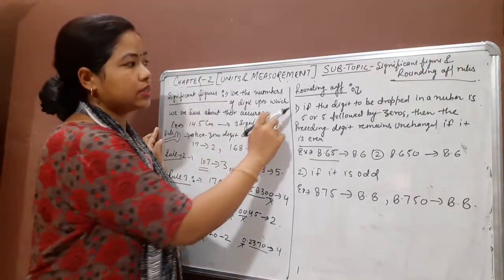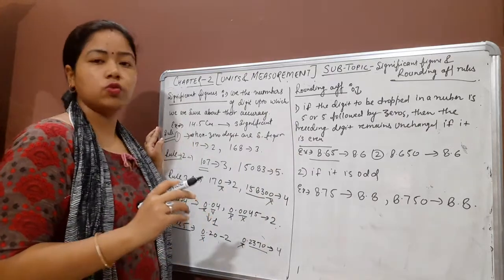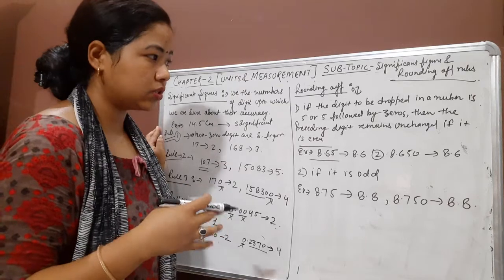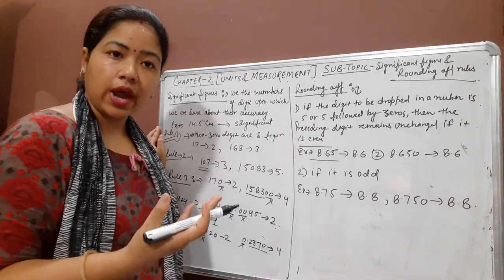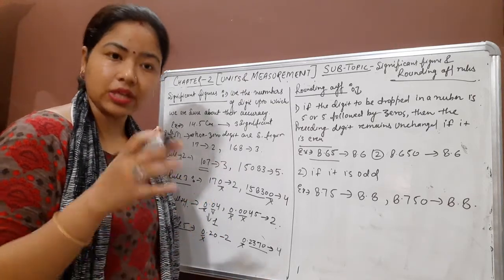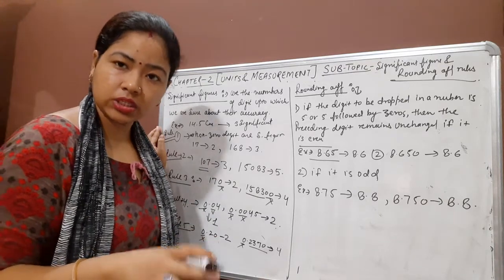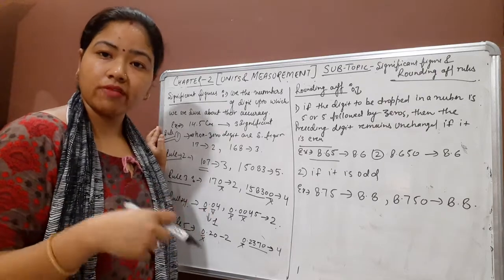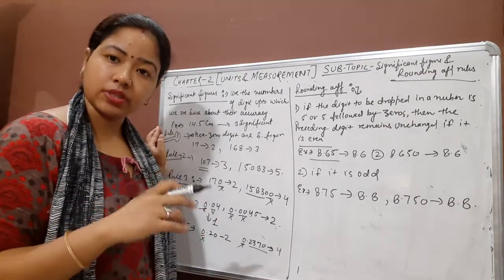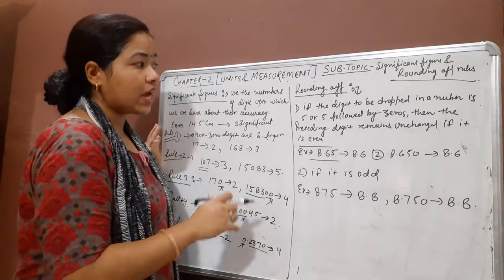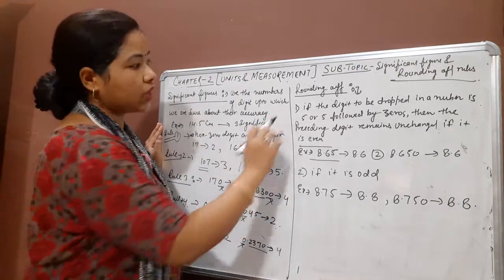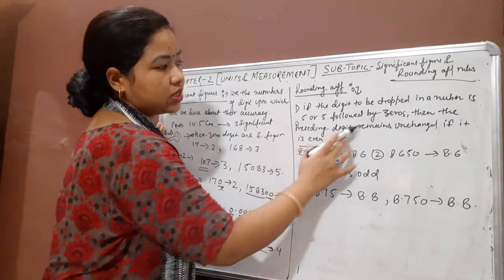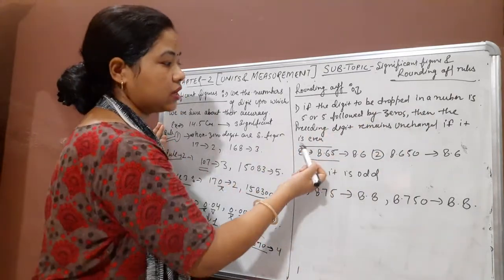So now children, we will understand the rounding off rules. Rounding off rules are very basic rules: if you are dropping a digit and the last digit of the number is less than 5, the preceding digit will remain unchanged, and if it is more than 5 or 5, the preceding digit will be raised by 1, right? Other than that, we have 2 more rules. If the digit to be dropped in a number is 5 or 5 followed by 0, then the preceding digit remains unchanged if it is even.